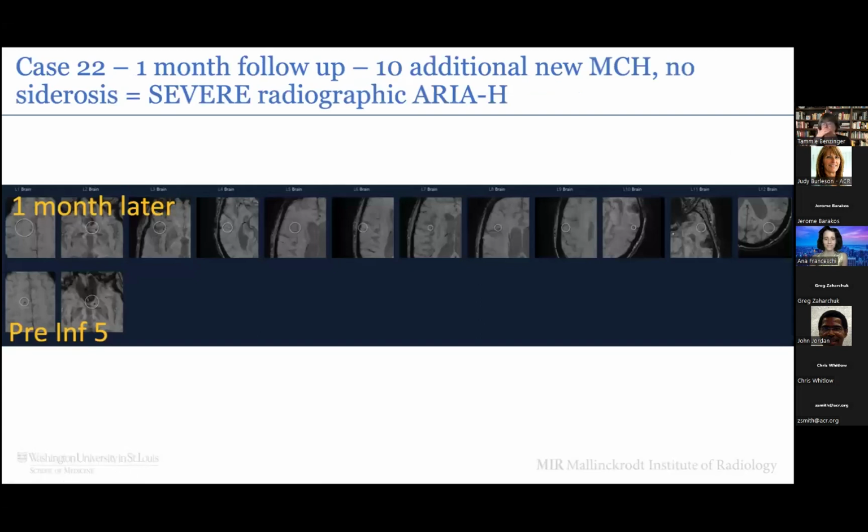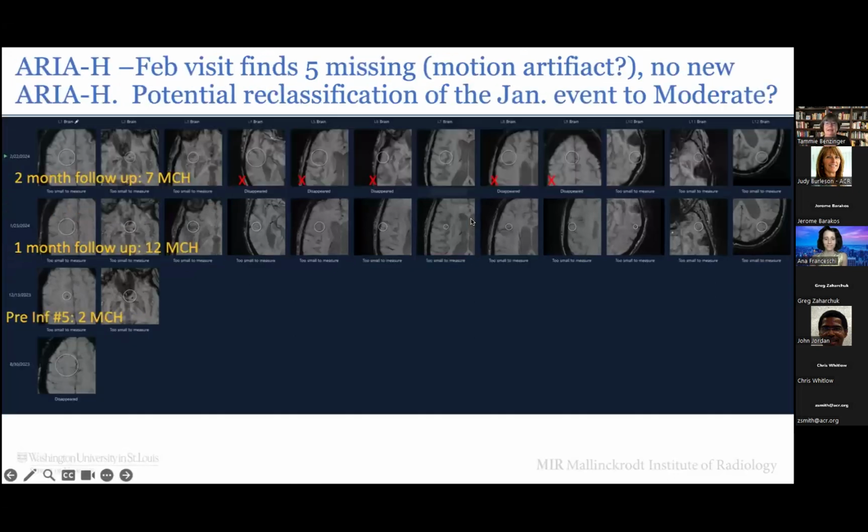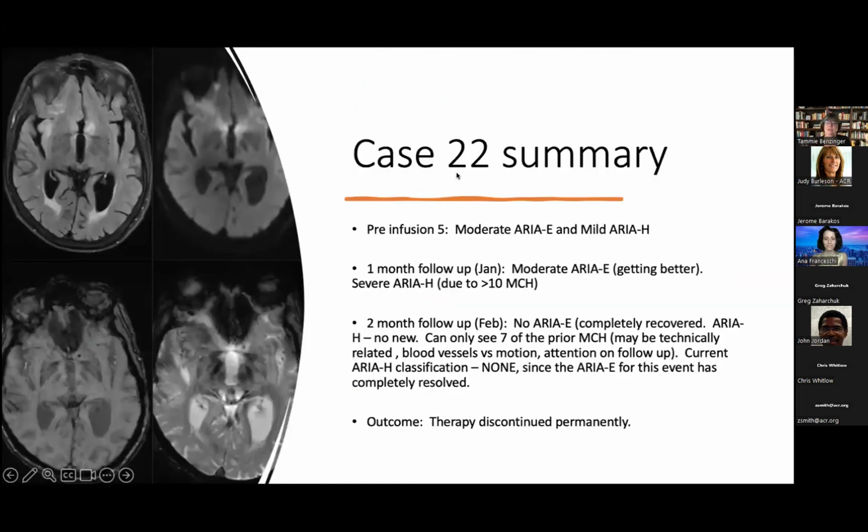Microhemorrhages. So unfortunately, she developed even more microhemorrhages a month after that. And I'll just cut to the chase here. So baseline, moderate ARIA-E, mild ARIA-H. Then she still has moderate E, but moves to severe ARIA-H because she had 10 microhemorrhages. 2 months later, the ARIA-E has resolved, but you can see for her, the outcome was therapy was discontinued permanently, and this was because of that severe ARIA-H. And I really think that because of that careful analysis and counting and monitoring, we may have prevented a more serious complication.